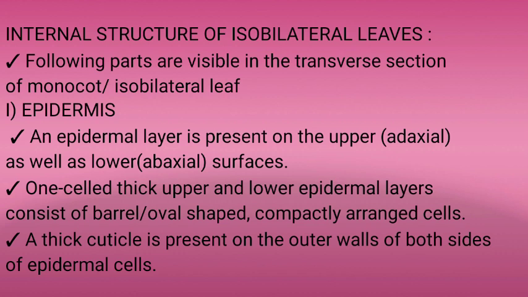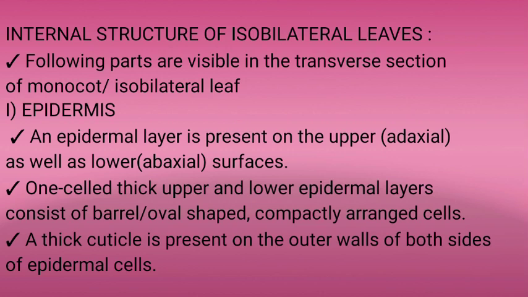Under this, the very first one is epidermis. An epidermal layer is present on both upper as well as lower surfaces. Upper epidermis is called adaxial epidermis. Lower epidermis is called abaxial epidermis. Both epidermises are one-celled thick; upper and lower epidermal layers consist of barrel or oval-shaped, compactly arranged cells.